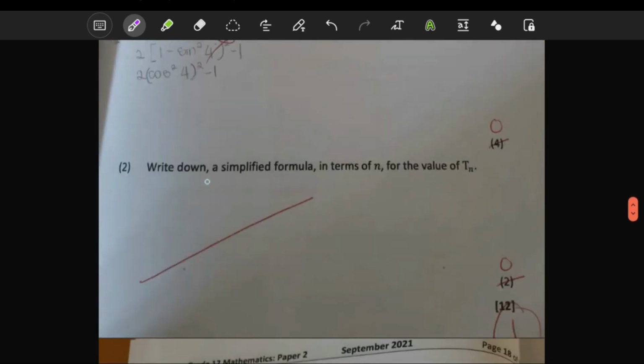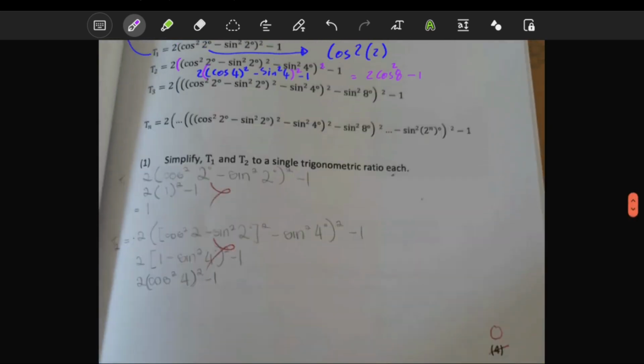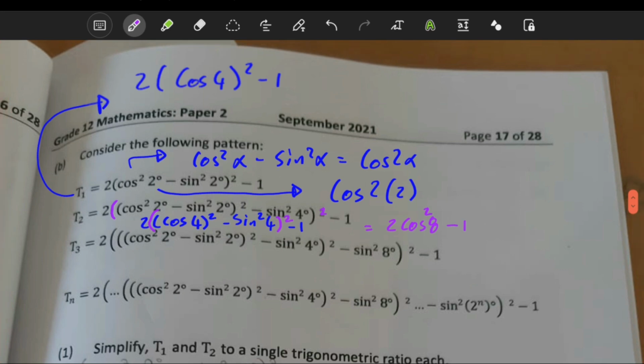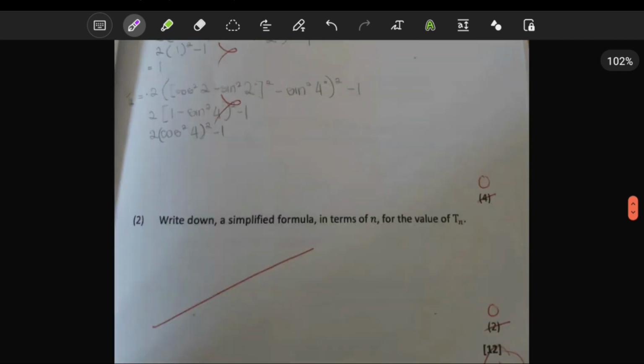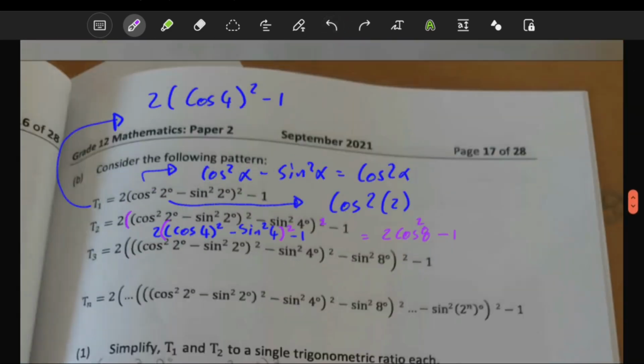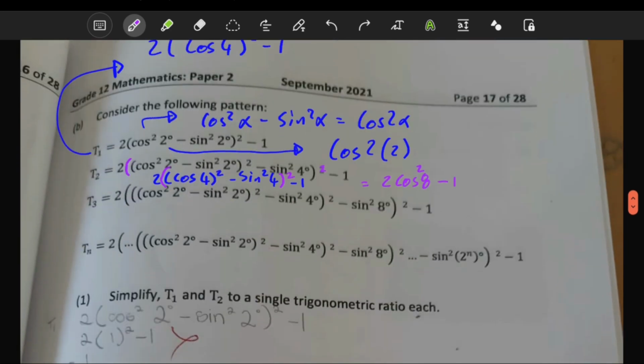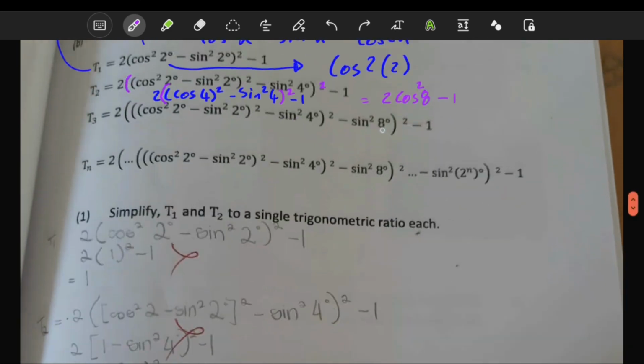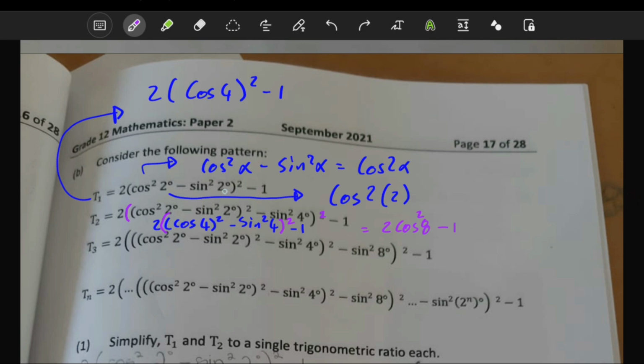It says for 2 marks, write down a simplified formula in terms of n for the value of Tn. Well, what we can already see here is for T1 this is a 4. For T2 the only difference is that this is an 8. So we can think of the 4 and the 8 only. You can almost think of a sequence where you have 4 here and 8. The next one, you can think to yourself, is it going to be a 16? Yeah, it looks like the next one would have been a 16 because of this here. You see, the trend is that here when you multiply it by 2 you got a 4, and then here when you multiply it by 2 you got an 8. So here if you multiply by 2 you're going to get a 16.